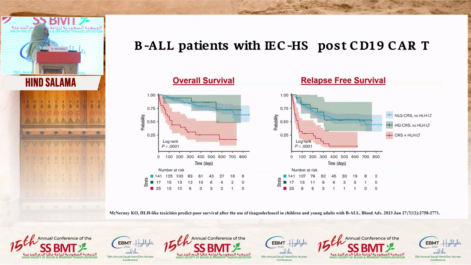People also look at the outcome of IEC-HS based on disease. So for example, those are children with B-cell ALL, and they look at patients who develop IEC-HS post-CAR-T and patients who did not develop it. As you see, the overall survival and relapse-free survival are worse in patients who develop IEC-HS, mainly because of the non-relapse mortality.